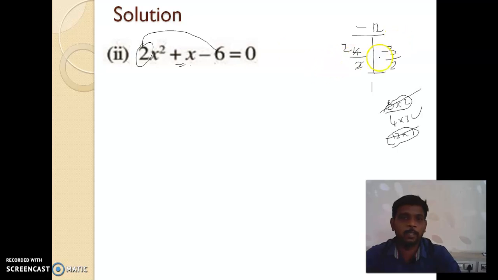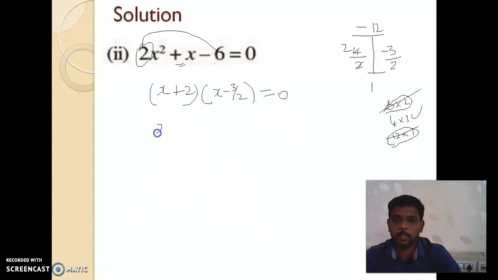Now add a variable with these factors, so now the result is (x + 2)(x - 3/2) = 0. Right? Now put each factor separately equal to 0. That is x + 2 = 0, and another one, x - 3/2 = 0.